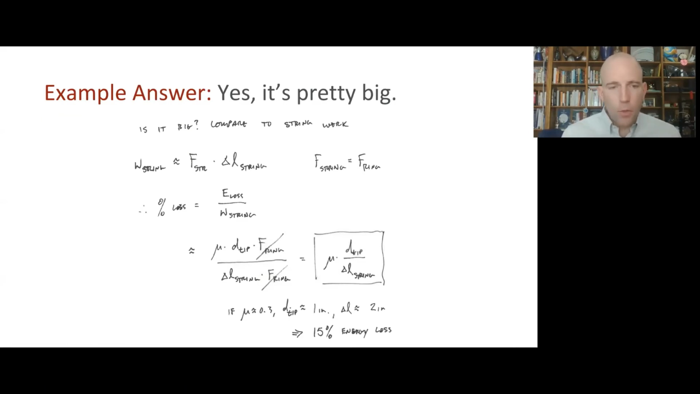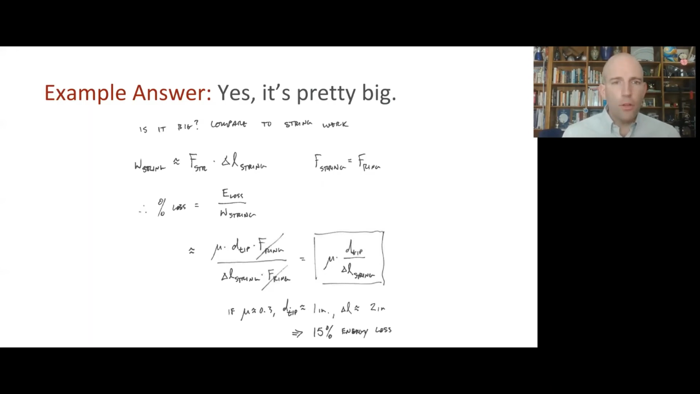So is that big or not? Well, we could make some substitutions in here to find out, get a numerical answer. And if we look up the coefficient of sliding friction for, say, steel on a rough wood surface, we're going to get something like 0.3. The tip displacement based on those images is about 1 checker, and the change in the string length is about 2 checkers. So that means we've got 0.3 times 1/2, about 15% energy loss, which is pretty substantial in a system like this. If we somehow reduced that energy loss, we could, say, jump 15% higher, perhaps.